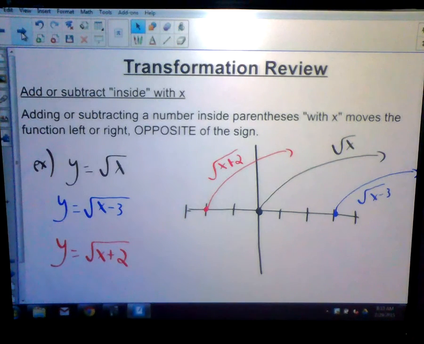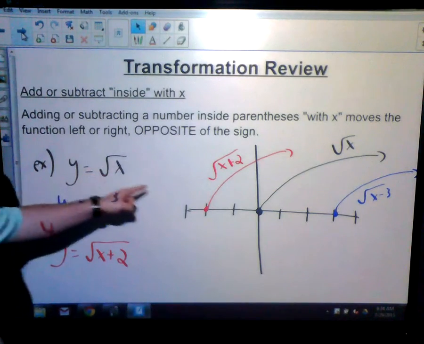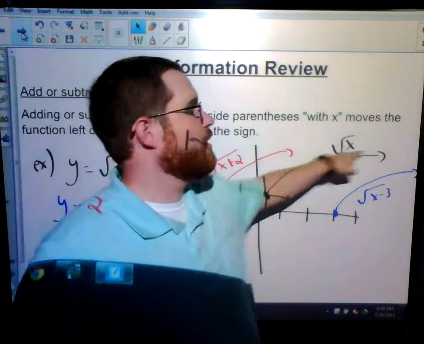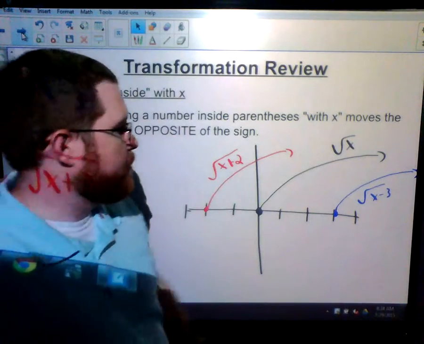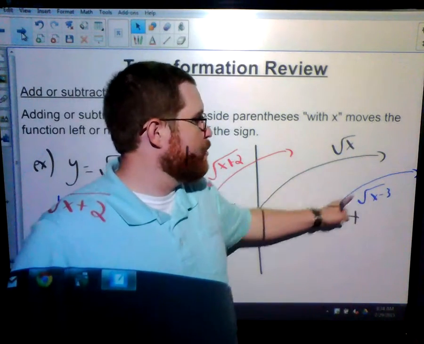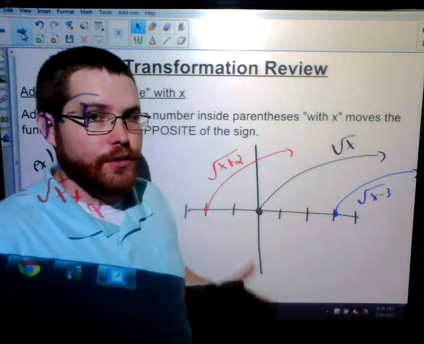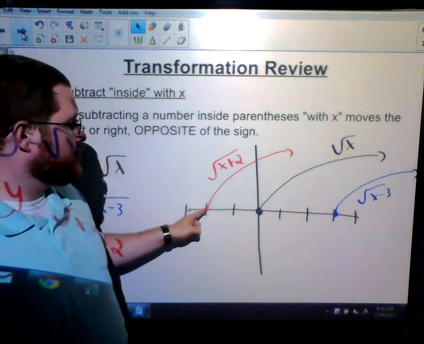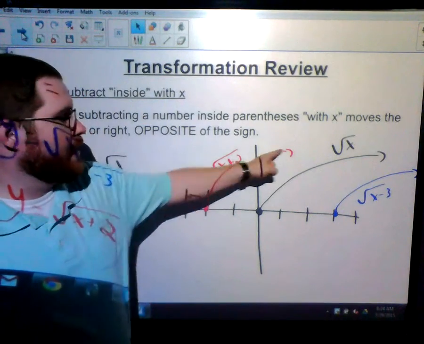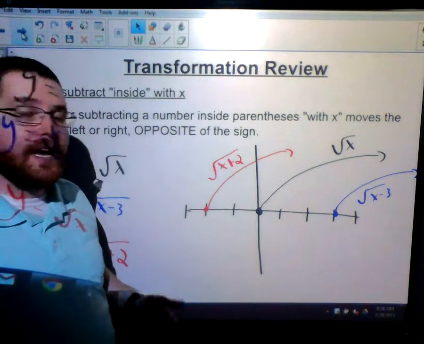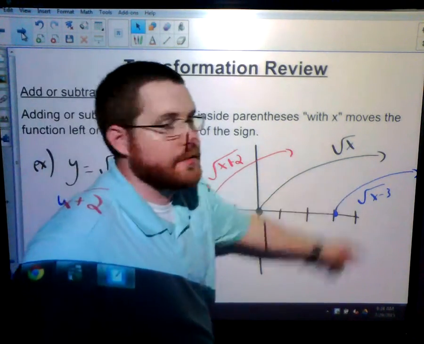What about if we add or subtract inside with x? Adding or subtracting a number inside parentheses with x moves the function left or right, opposite of the sign. So my parent function this time, I used square root of x. It's got a dot and then it goes out like that. If I put x minus 3, that moves it right 3. With x in this case means inside the square root with x. X plus 2 square root moves it left 2. So it's opposite the sign. Left is plus, right is minus.